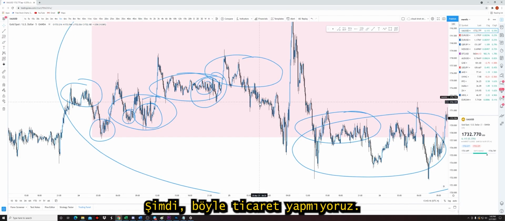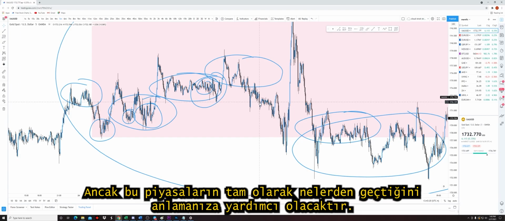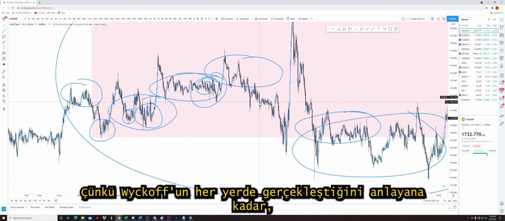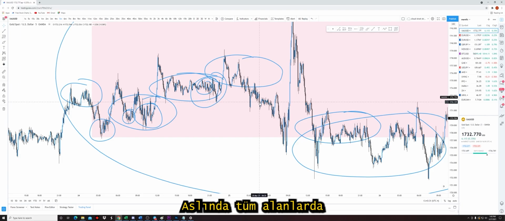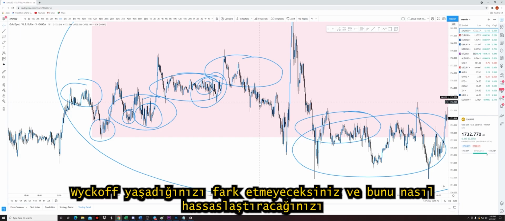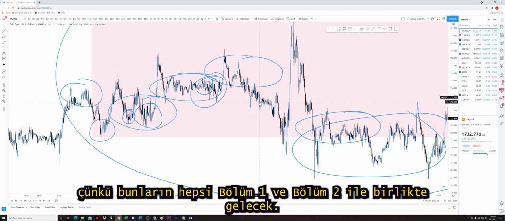Now, this is not how we trade. This is not going to help you too much with trading, but it will help you in understanding exactly what these markets are undergoing. Because until you understand that Wyckoff happens everywhere, you are going to continue to FOMO yourself in. You're not going to recognize that you're actually undergoing Wyckoff in all areas, and you're not going to know how to start to refine and potentially confirm it. Because that's going to all come with also section 1 and section 2.